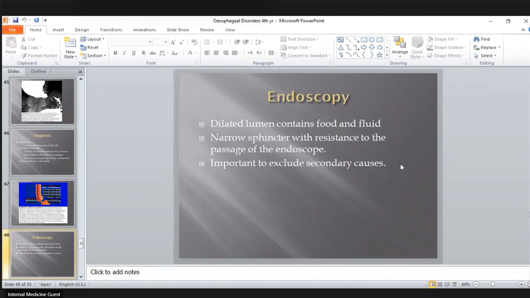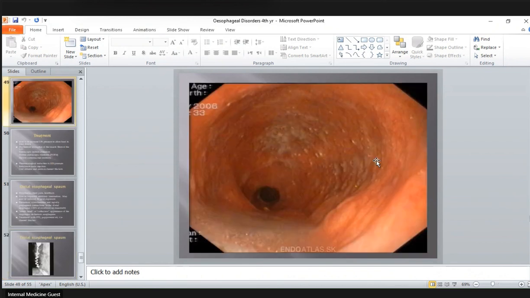We usually do endoscopy for these patients. We see a dilated esophagus full of food, a narrow sphincter with resistance to the passage of the endoscope, and it's very important to exclude pseudoachalasia. This is the dilated lumen. It contains some fluids here. Most of the time we see more than fluids, we see some food material.